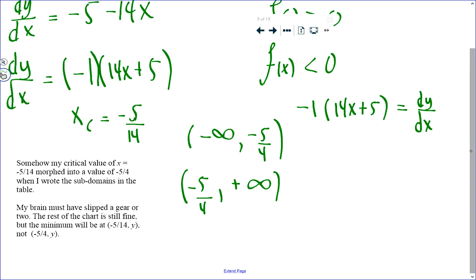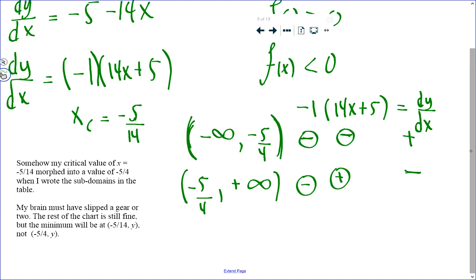And now we're going to complete this table by saying that negative 1 is negative in either of these regions. And then we have to figure out whether 14x plus 5 is positive or negative in this interval. So we can go ahead and put in a value for x, but what you're going to discover is it's negative and then it's positive. When I multiply the two factors, this negative by this negative gives me a positive. When I multiply these two factors, I get a negative.